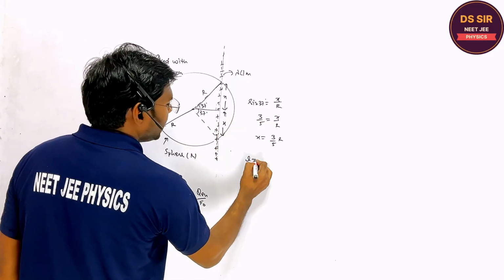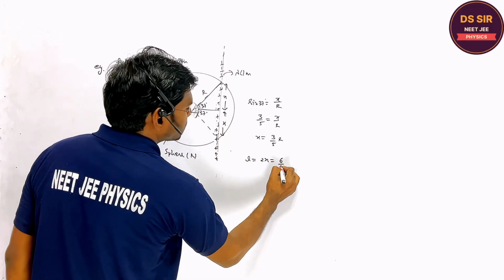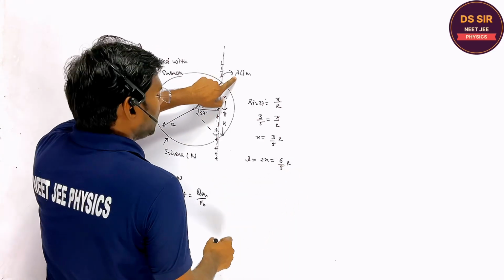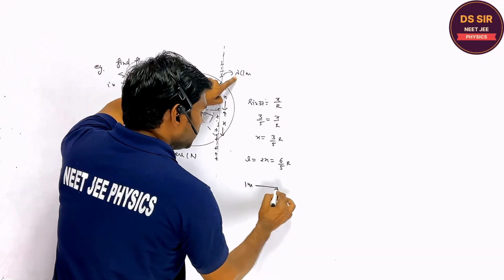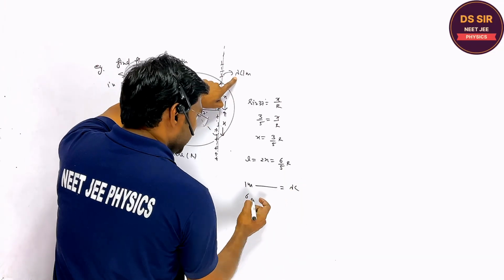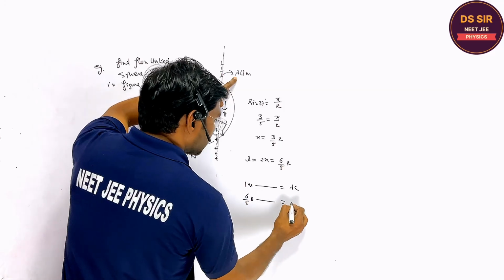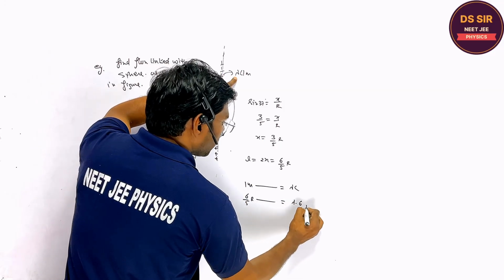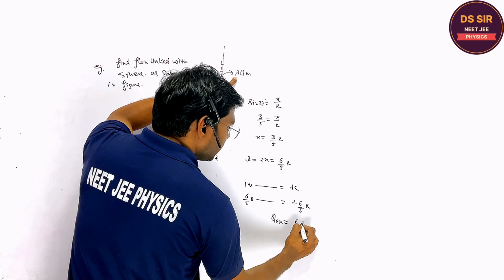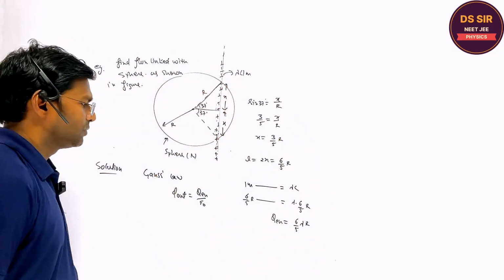Fine. So what is the length L? It is equal to 2X, which is 6 upon 5 R. This is the length L. So lambda coulomb per meter means in 1 meter the charge is lambda coulomb. So in L, 6 upon 5 R meter, the charge is 6 upon 5 into lambda R, and therefore the enclosed charge is 6 upon 5 lambda into R. Is it clear?